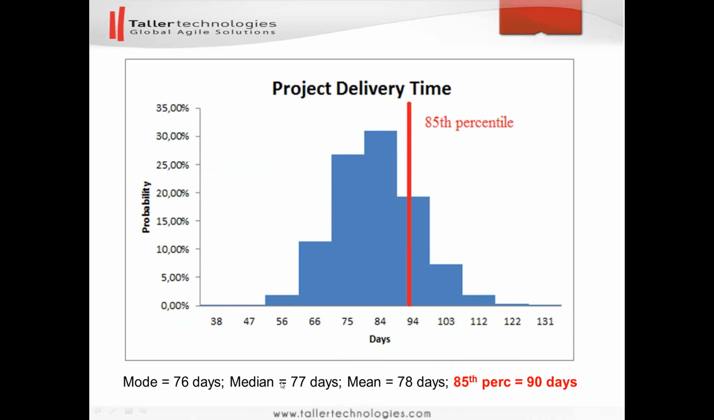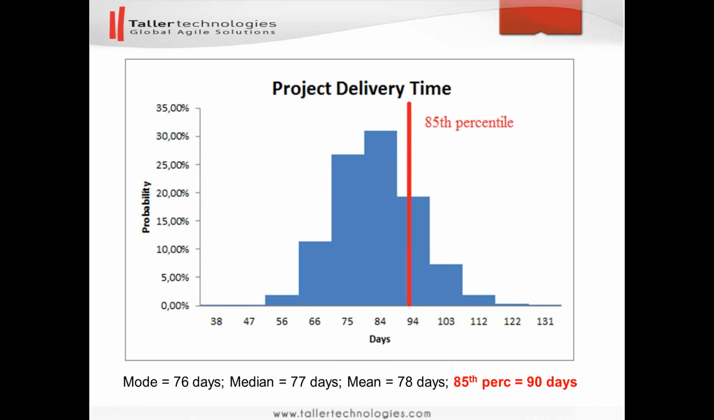The median is actually the center of gravity of the distribution. So if we say it's 77 days, then half of the cases, 25,000 runs out of 50,000 of the same project, will be less than the median value, right? People usually forget that when we say there is a 50% chance of meeting a delivery time, there is also a 50% chance to actually meet it. And the 85th percentile, again, is my personal choice.